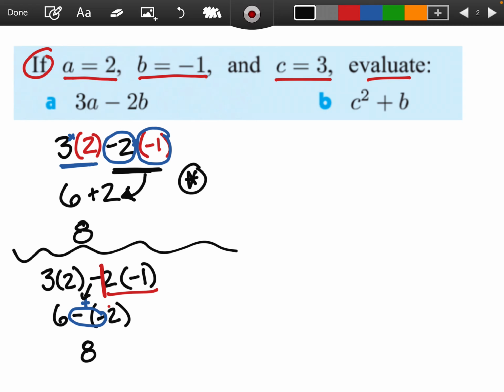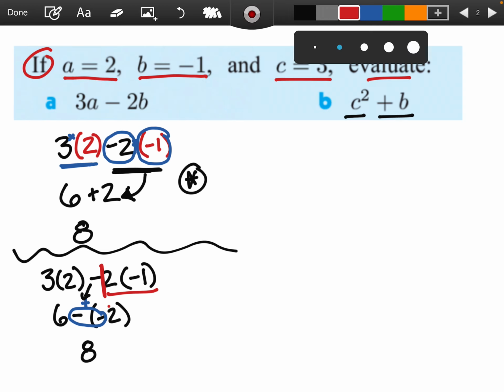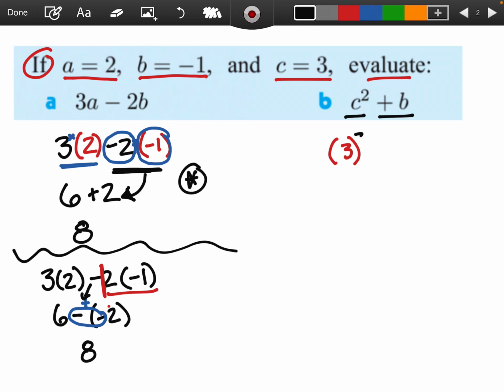Okay, let's have a look at the second one. So second one, we have c² plus b. So again, first line of work after I've written the question down, I'm going to replace the values of the variables, with every other part of that expression remaining exactly the same. And my b is -1.